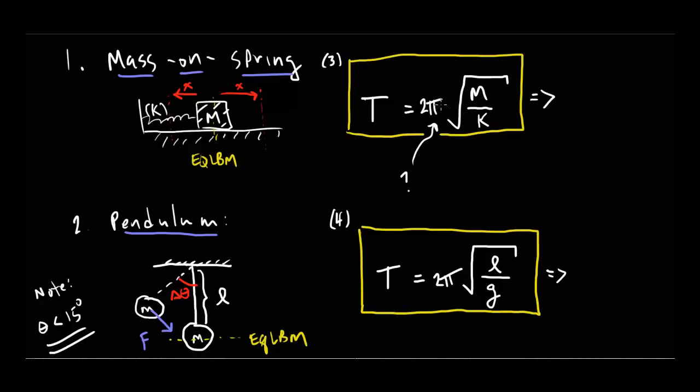Remember, from these two, since we know the relationship between period and frequency, you would take the inverse of this to get the frequency. So remember, the frequency would be 1 over the period. So you just take 1 over 2 pi root m over k, or 1 over 2 pi root L over g, if you wanted to find the frequency.